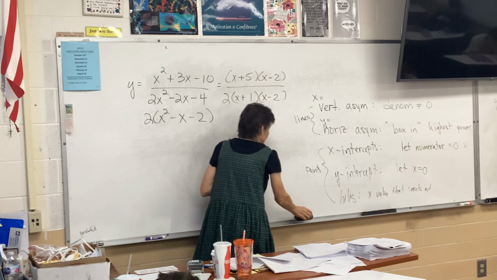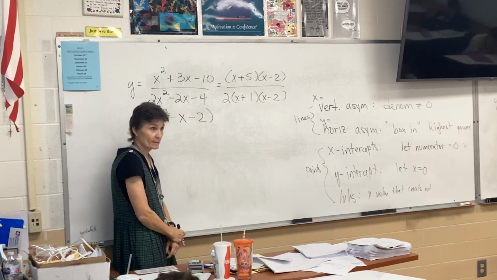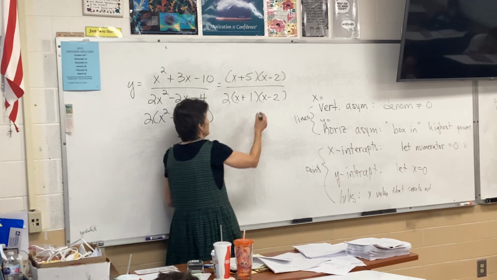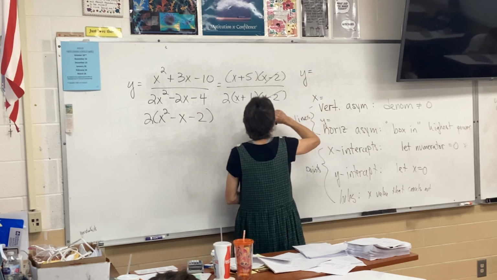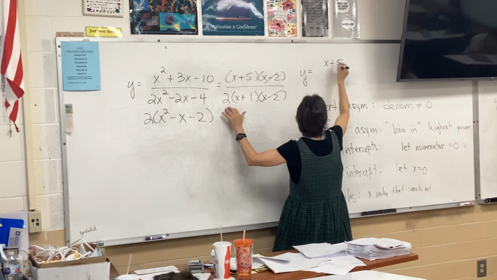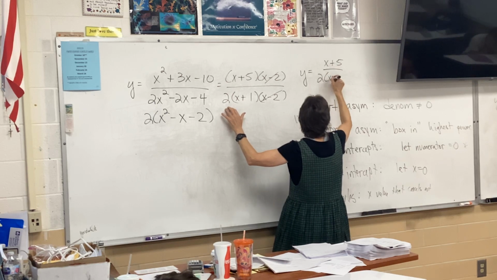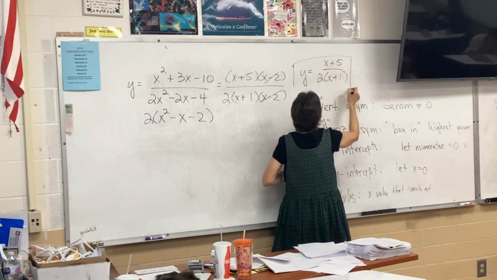Now we're factored. What do you notice about it? We're going to be able to cancel something out, which means we're going to have a hole in our picture. I'll deal with that in a minute. I'm going to write down my problem. I have x plus 5 over 2x plus 1. This becomes what I'm graphing.